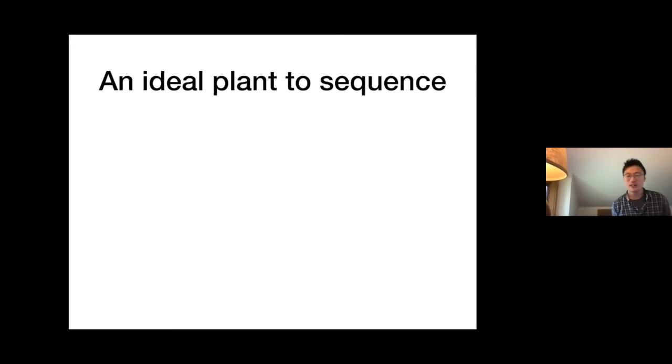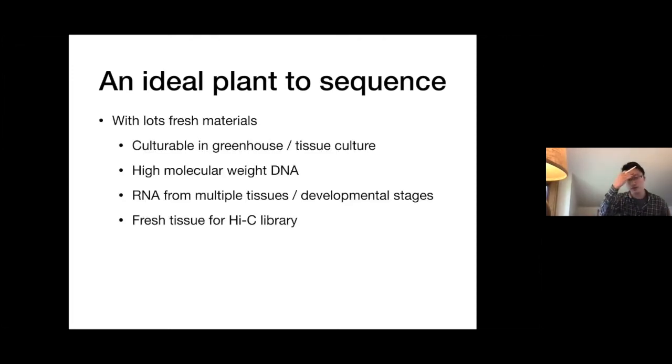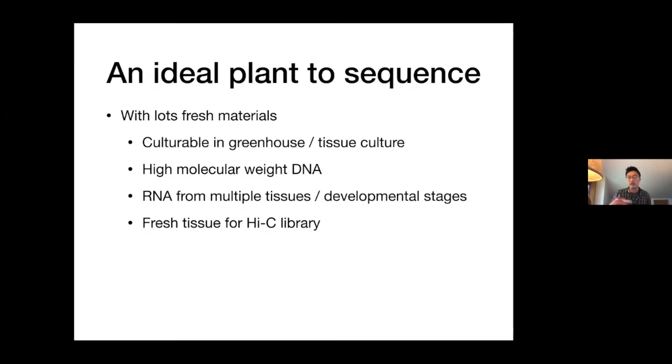Right, so now assuming you pick a nice diploid, small-genome species in your group, the question becomes which individual you want to sequence. There will be thousands or millions of different plants. Which one do you pick to do your genome sequencing? An ideal individual should give you a lot of material. The best is if you can grow them in a greenhouse, or turn them into tissue cultures. This way they can give you a lot of material to do high molecular weight DNA extraction.